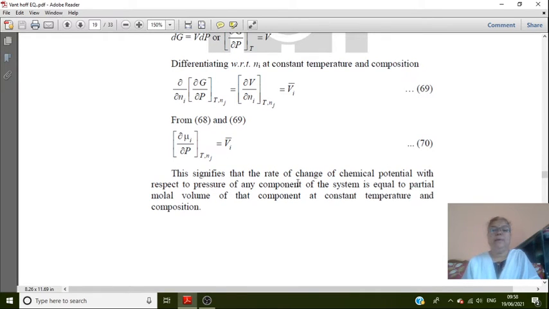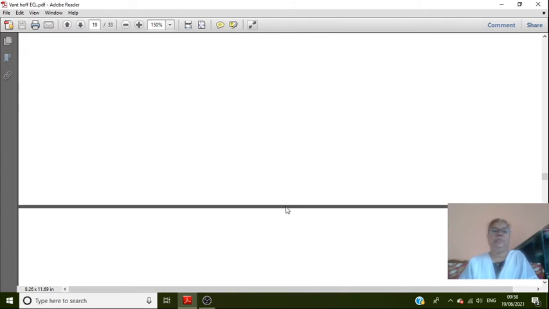This signifies that the rate of change of chemical potential with respect to pressure of any component of the system is equal to the partial molar volume of that component at constant temperature and composition. Okay, this equation number 70 signifies that the rate of change of chemical potential with respect to pressure of any component of the system is equal to the partial molar volume of that component at constant temperature and composition.